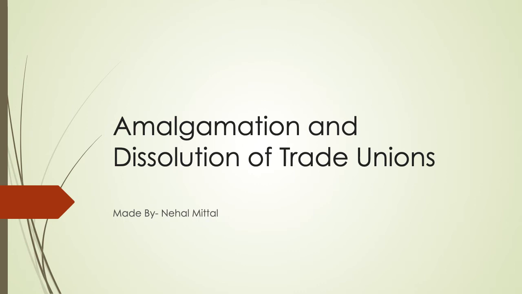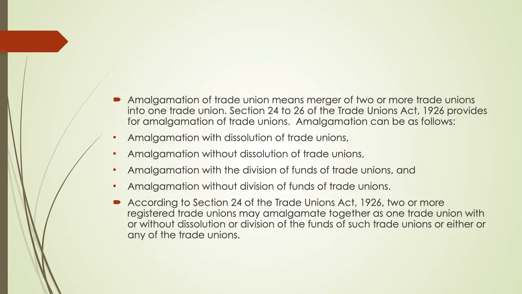Hello, students. Your topic for today is amalgamation and dissolution of trade unions. So, amalgamation of trade unions means merger of two or more trade unions into one trade union. Section 24 to Section 26 of the Trade Unions Act 1926 provides for the amalgamation of trade unions.